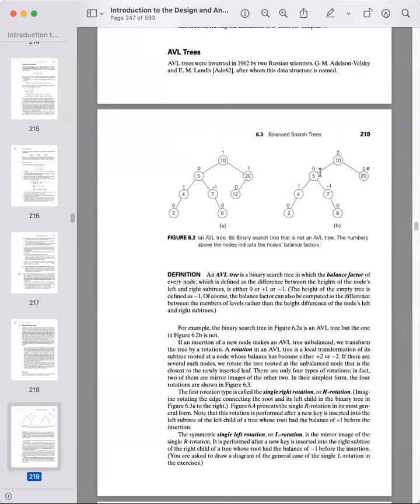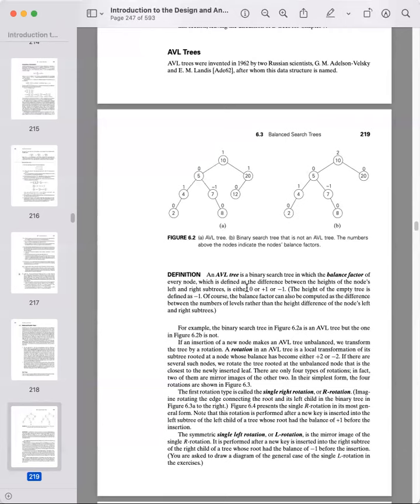But the height of this one is going to be 1, 2, 3 over here. There's only 1 over here, so there's a difference of 2. Okay, so this is not balanced, because there are more over here than there are over here. So that's the idea.